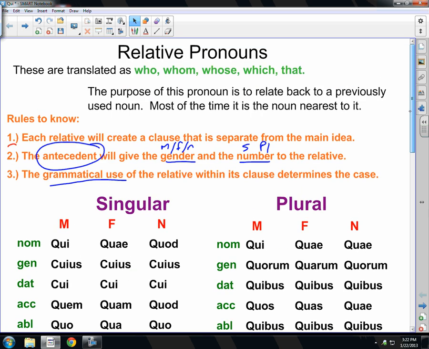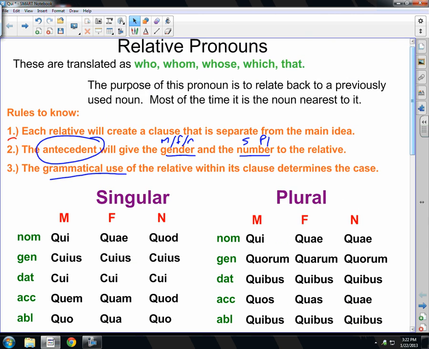So those are really the three things that we want to pay attention to when we're dealing with relative pronouns. One, they create a clause that is separate from the main idea. It is related to it, but it is a separate idea. Number two, the antecedent gives us the gender and the number. And number three, the grammatical use gives us the case.